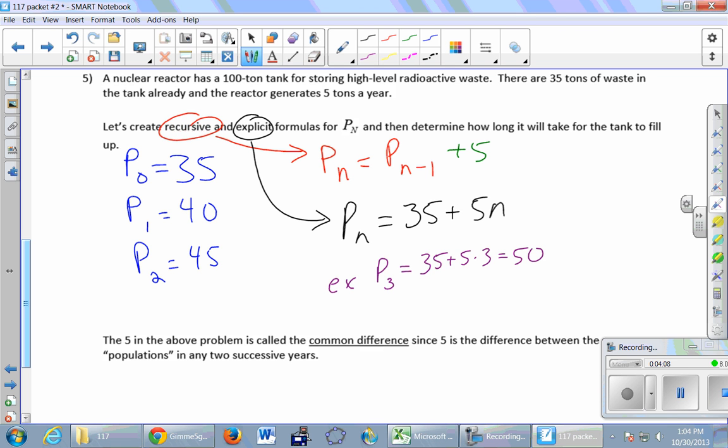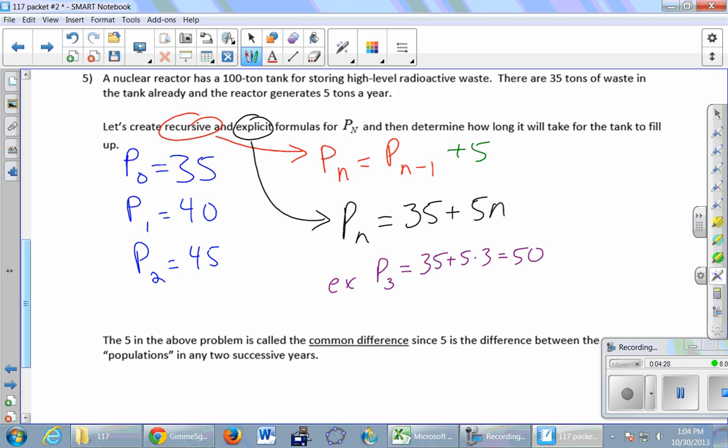All right, so that's good. And then the other part that Nicole read to us is how long will it take for the tank to fill up? So there's one other piece of information in this problem we haven't used yet. What is that? Is the 100, Griffin? Griffin has the answer already. Is it 13 years? Is that what you said?